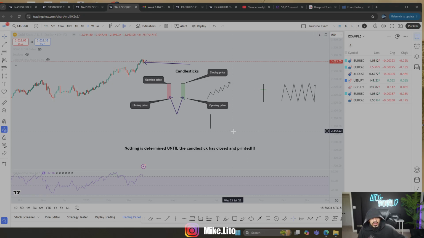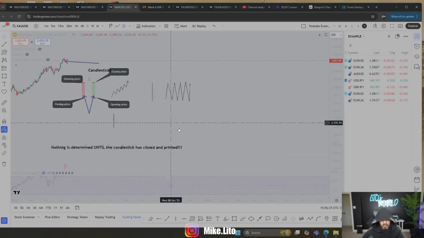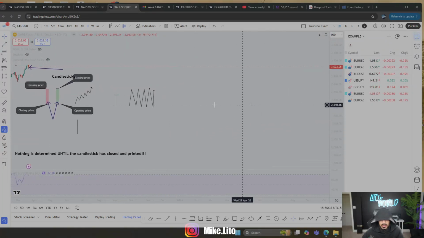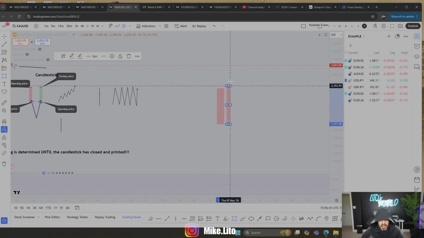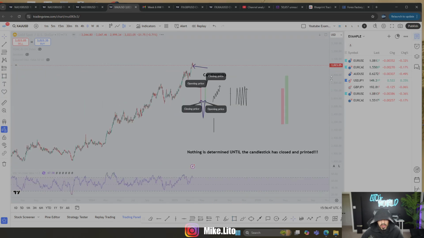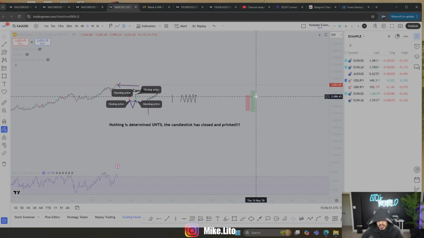So, like I said, it's super important to understand that you should wait for the candlesticks to close, right? Now, when we think about candlesticks and price action, me personally, I like to enter off of an engulfing type pattern. So if I see an engulfing type pattern, that's what I like to enter off of.